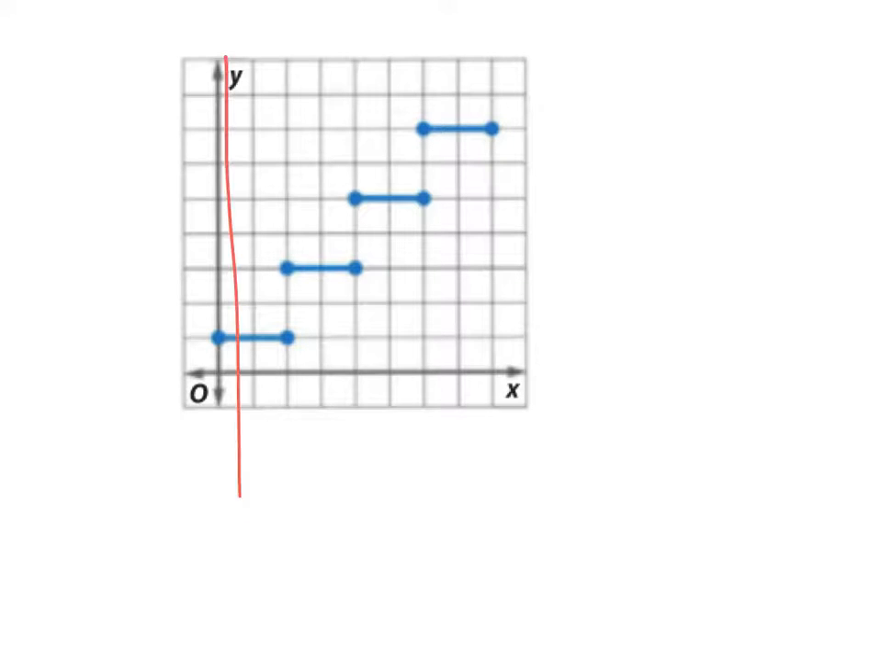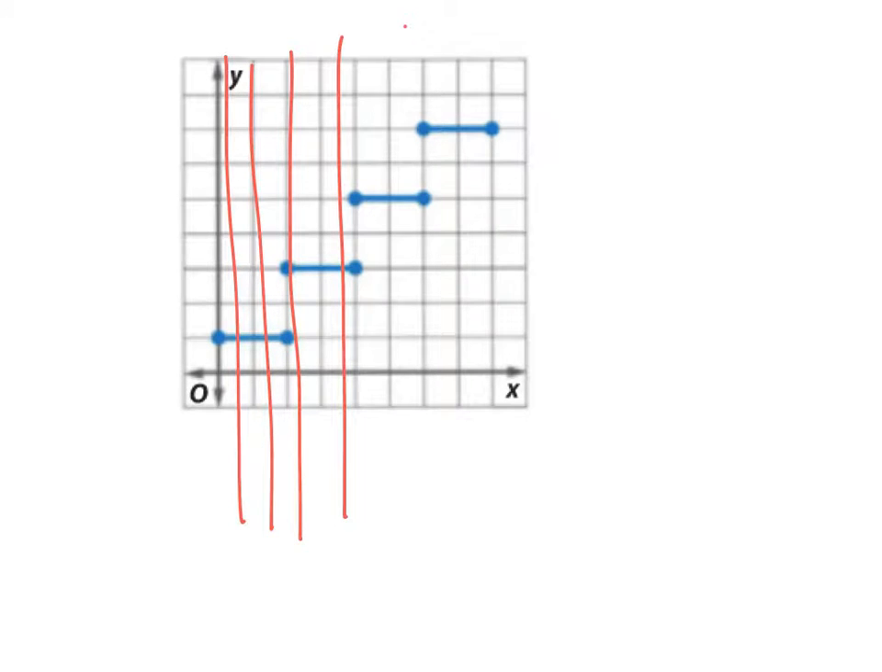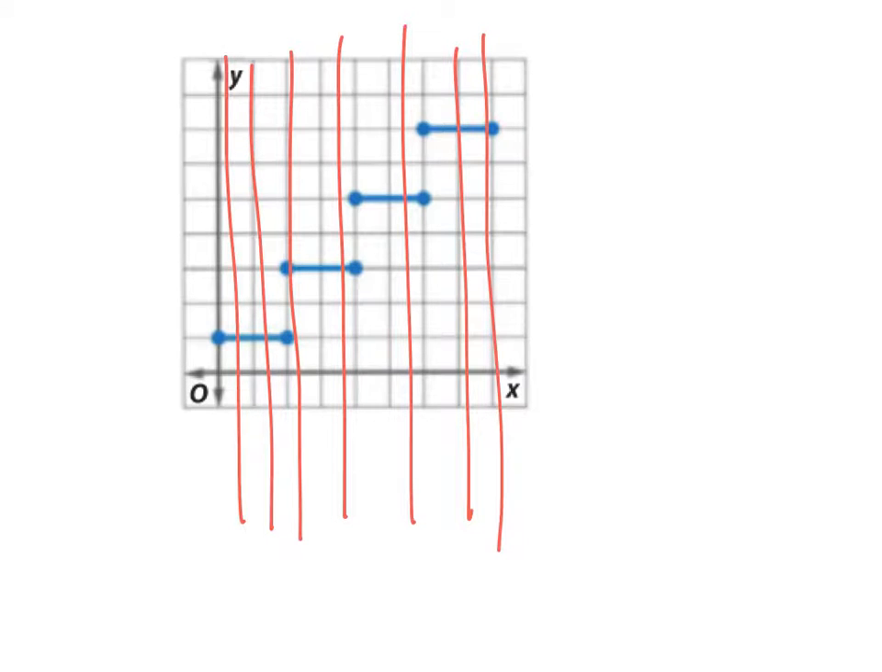So I like to just draw a lot of vertical lines, and vertical means that you go straight up and down. You do not go side to side or across. Now, if your points from your function touch your vertical lines in more than one spot at the same time, then you don't have a function. So let me show you what I mean by this.